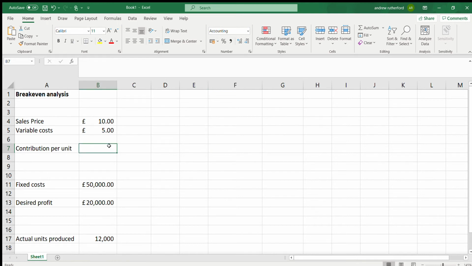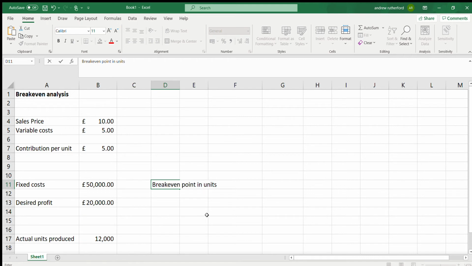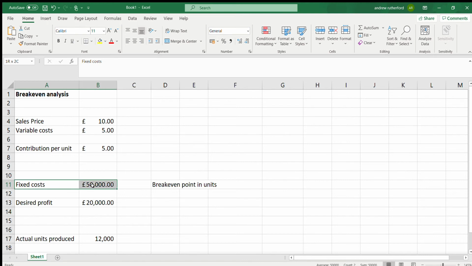Well, it's our sales price of £10 minus our variable costs of £5. Contribution per unit of £5. Now, we next want to work out our break-even point in units. So how many units would we have to sell to break even if we had fixed costs of £50,000? Okay, I essentially make £5 of selling every unit.